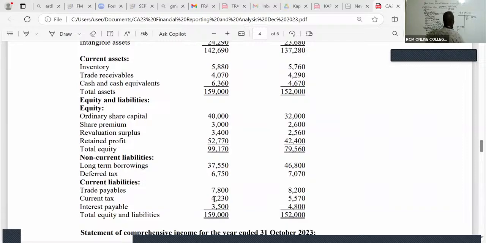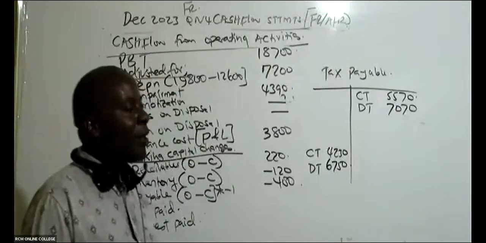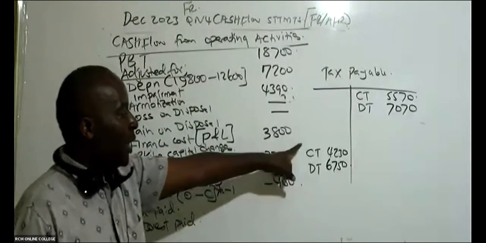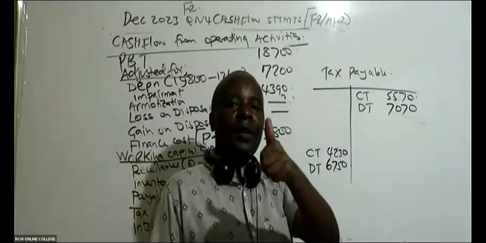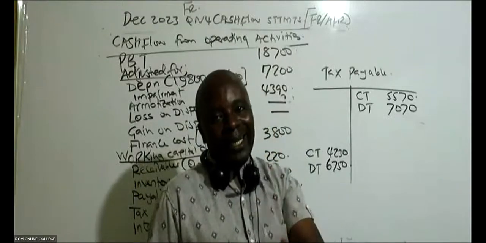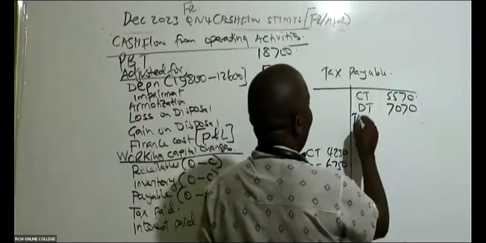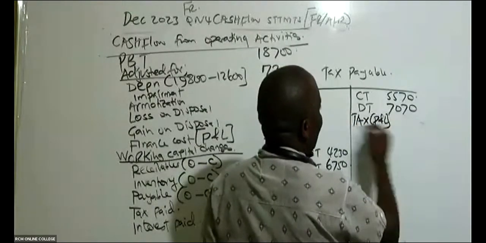Then we have deferred tax 2022, which is 7070. Deferred tax 2023 is 6750. Once you do that, what will follow? Once we do this, here we have the balance carried down, balance brought down. Remember, this tax payable will increase by the tax that you have in the P&L. That is tax for the year.